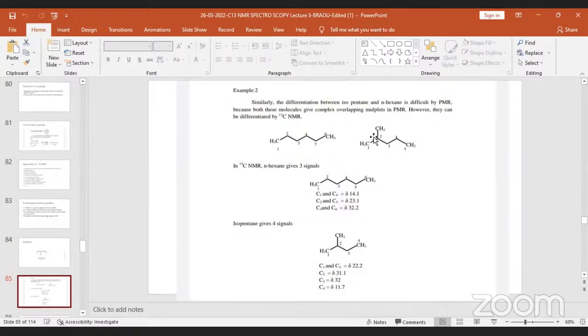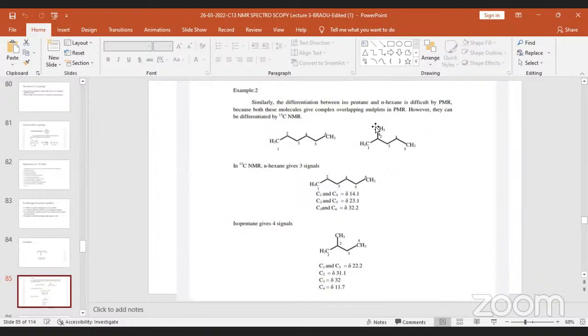Whereas here you get 1, 2, 3, 4, 5 signals. So 2-methyl pentane will give you 5 signals, whereas n-hexane will give you 3 signals only. So from the number of signals in the proton decoupled spectrum, you will be able to identify which isomeric alkane it is.